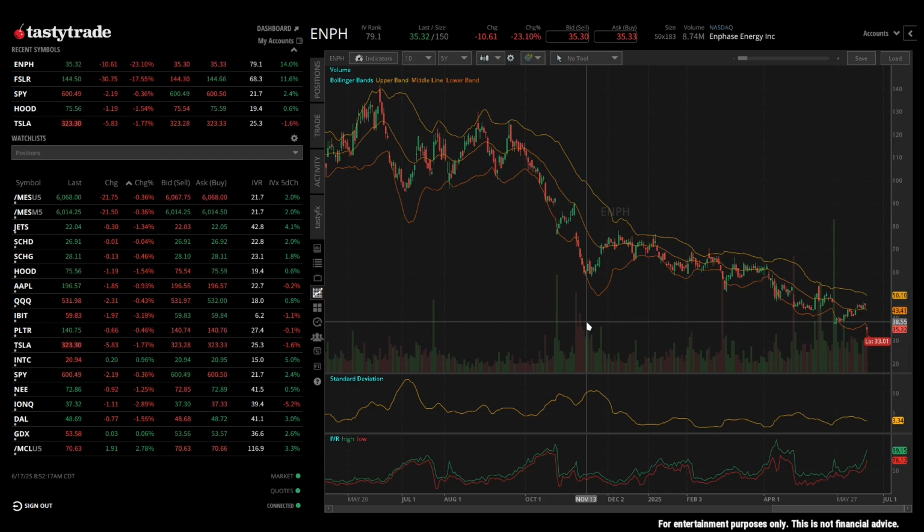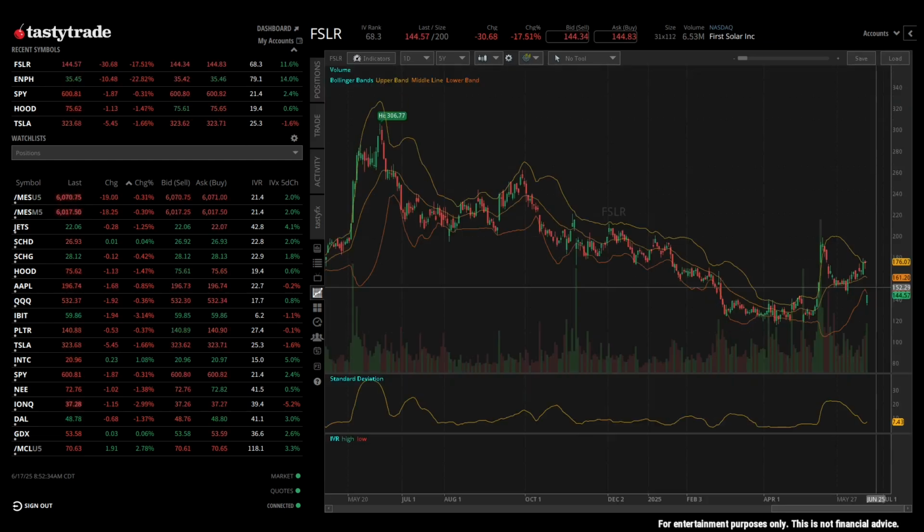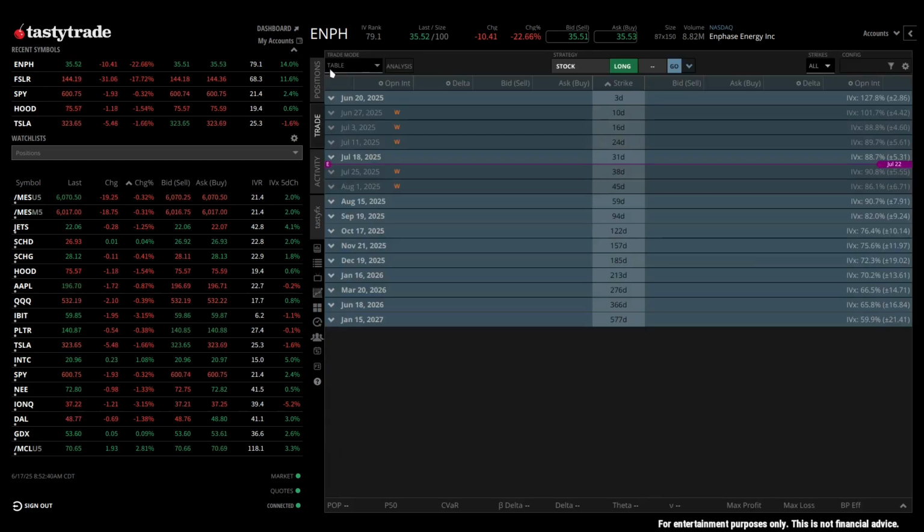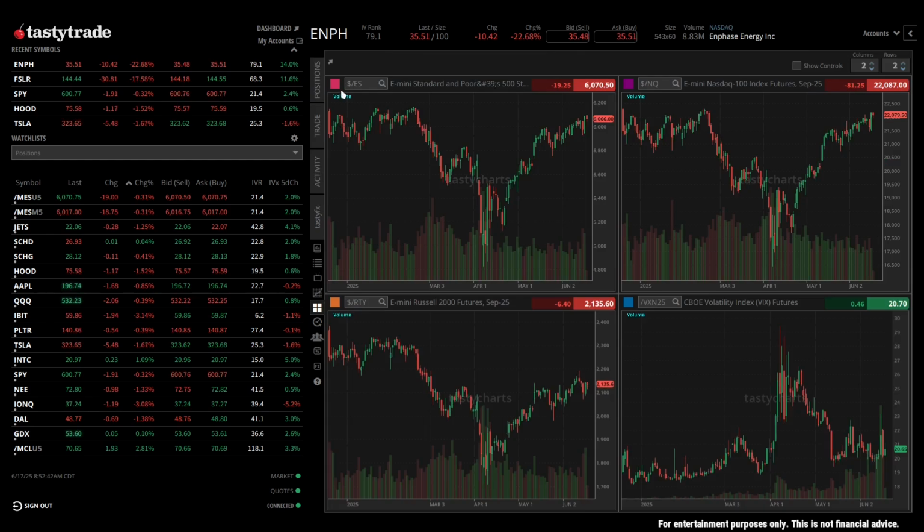Had I actually sold that strangle, it would have been very different, because this is where it's trading at today, $35. It was trading at $45 yesterday. This thing is down 23% in one day. And you can see this is off the lows. First Solar was also off the lows, right? They actually traded even lower than where they're trading now. So thankfully, I didn't get caught up in any of that.